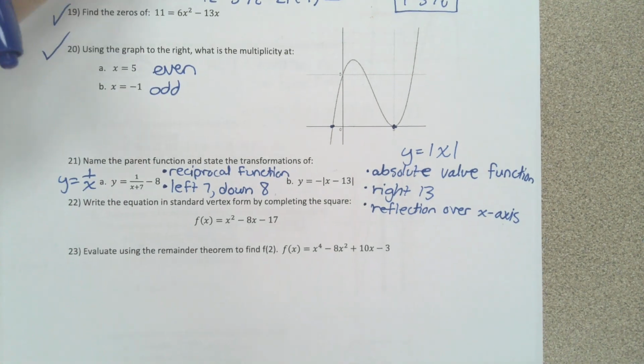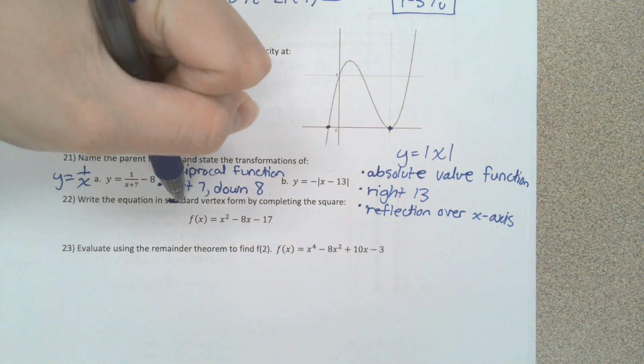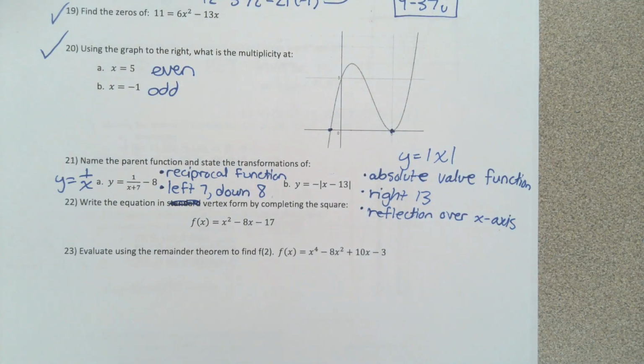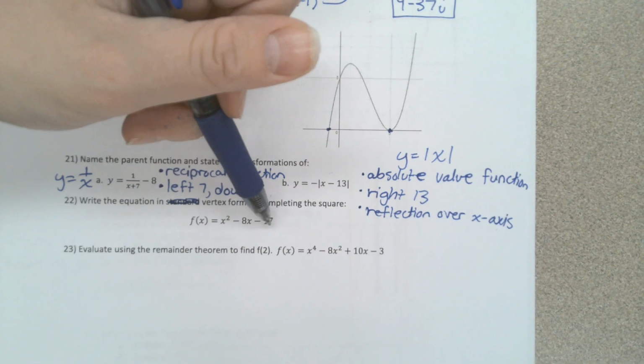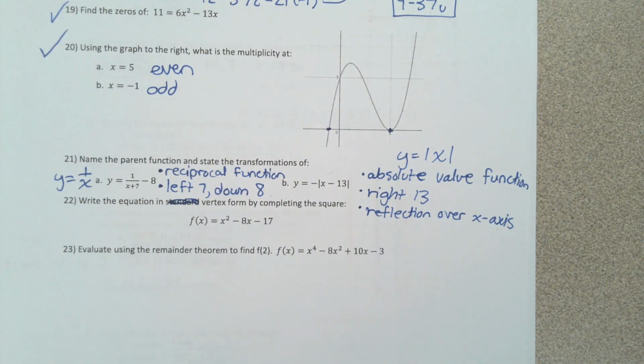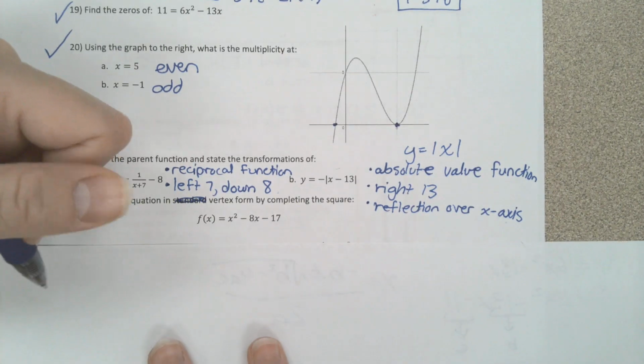22, they took away our multiple choice, so we can't cheat by using our calculator. Write the equation in vertex form by completing the square. F of x equals x squared minus 8x minus 17. We'll go to a separate piece of paper for this. 22, completing the square.